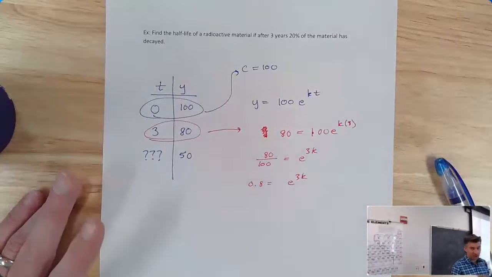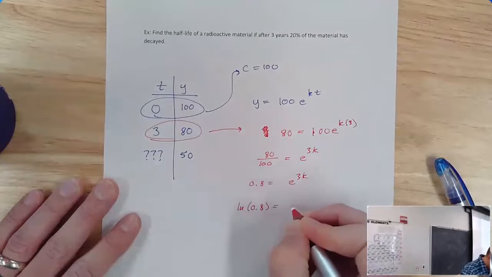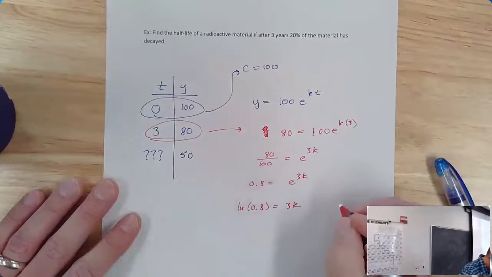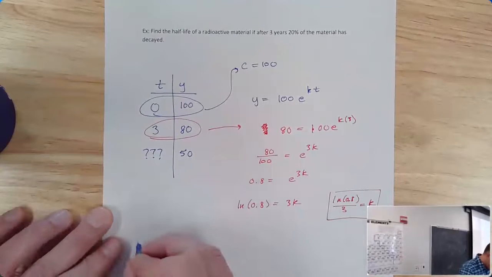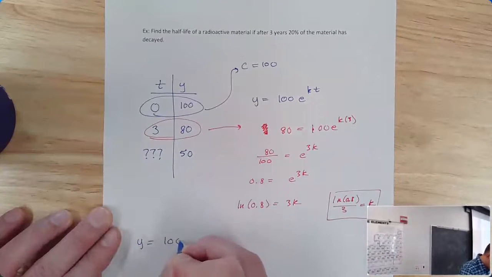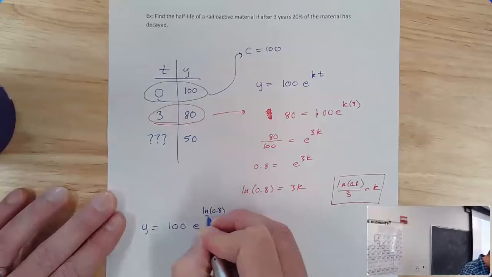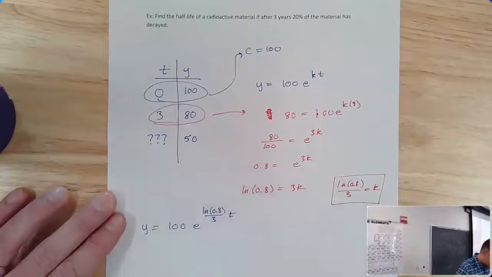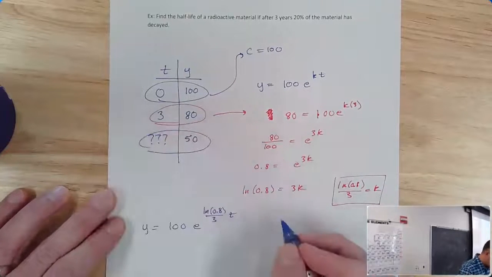You're totally welcome to use a fraction. And then the natural log of 0.8 equals 3k. So the natural log of 0.8 divided by 3 is equal to k. And then we get our model. The model is 100 times e to the kt. And then we're going to solve for the half-life. So we're going to plug in our last data point and solve for t.